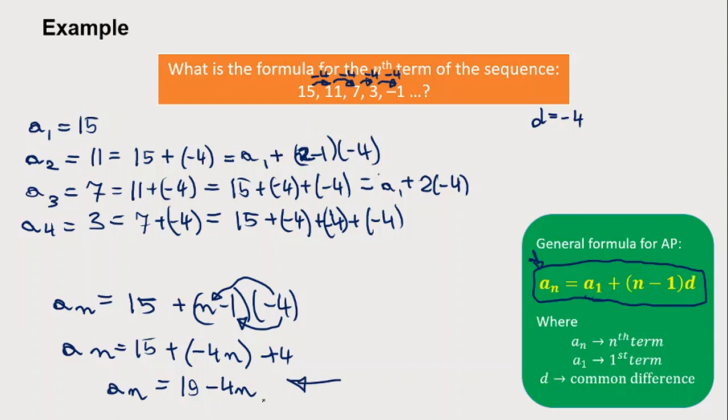Okay, and that's how we solve it. Then we can iterate much easier to find out, for example, what is a100. I would simply do 19 minus 4 times 100, and therefore find out that this is 19 minus 400, and that's negative 381, and so on.